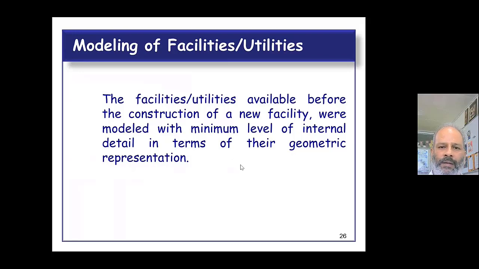But if we take the example of GIS, here we model things which already exist on the ground. So we are more concerned with their location, we are more concerned with their external shape. Therefore, we provide a minimum level of internal detail. Otherwise, that model size will be large in size.